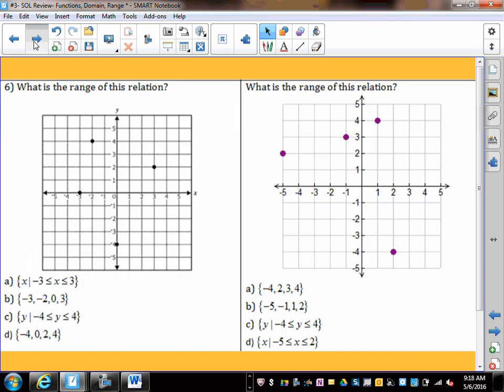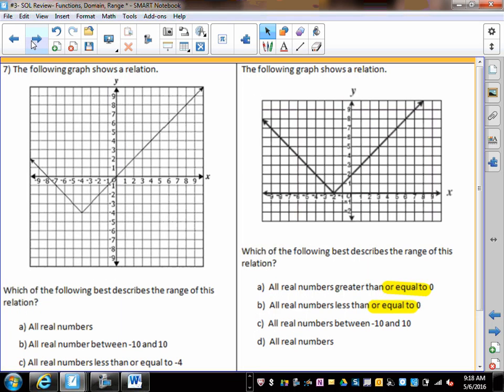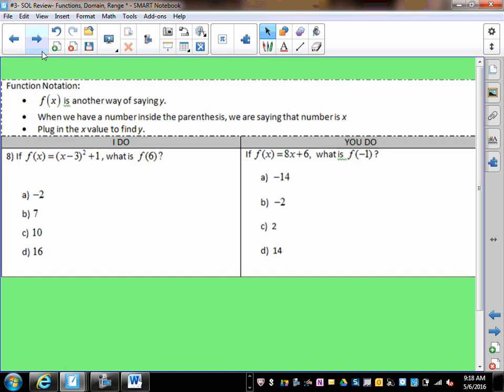Okay, we already did some with the range there. Okay, so now let's do some function notation evaluating. All right, evaluating. So turn in your packet to this page here. I think is it on the back side? Good. Bottom of the back side. Function notation. So f of x is just another way of saying y. So it's y equals. When we have a number inside the parentheses, we are saying that number is x. Substitute in that value of x to find y.